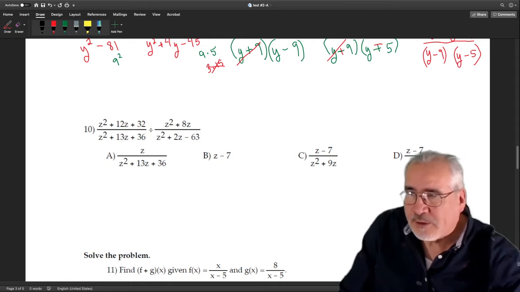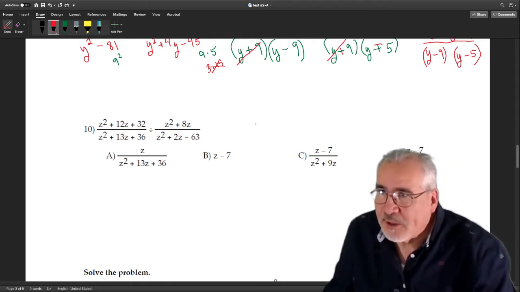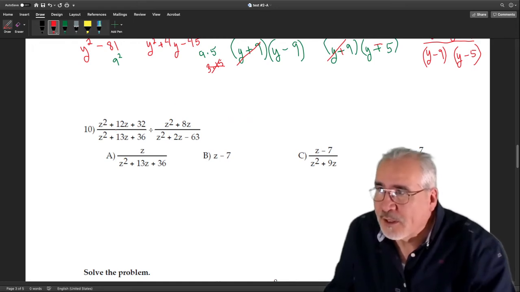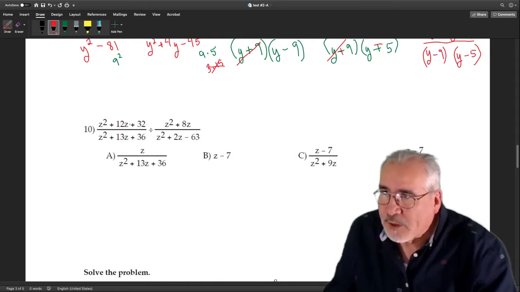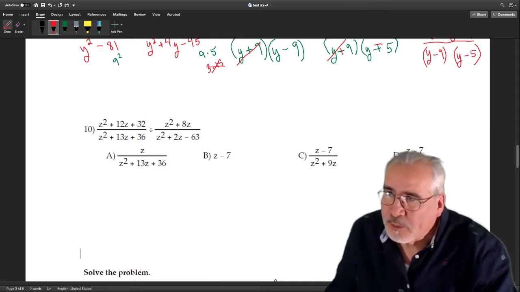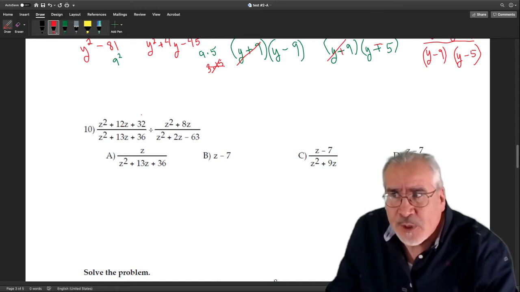But let's see if Little Crow can watch his copying. We have a little bit of room up here, so I'm going to go ahead and do that. Let's factor this as we go. So this top one is z squared plus 12z plus 32. So what I'm looking for is two numbers that multiply to give me 32 and add to 12, right? Because it's a plus. 32 is 4 times 8. 4 plus 8 is 12.